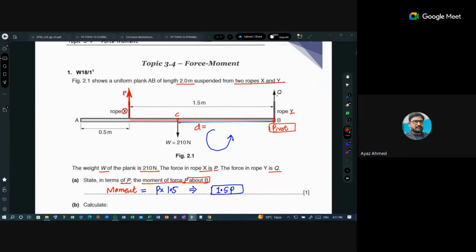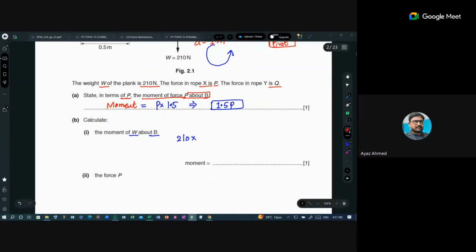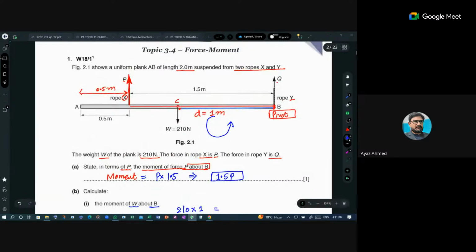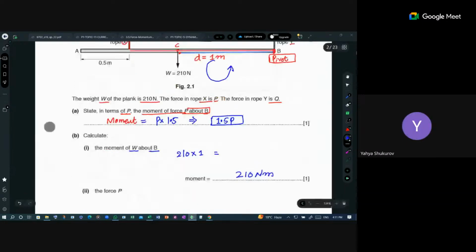What will be the distance? Because the total length is 2 meters. Because from this point to this point is 0.5, from P to Q 1.5. So total length is 2 meter. So this 210 is at midpoint. So this distance is 1 meter. So you can say 210 times 1, which is equal to 210 Newton meter. Is this clear? Yes, sir. Is it clear, Vita? Yes. Sure.